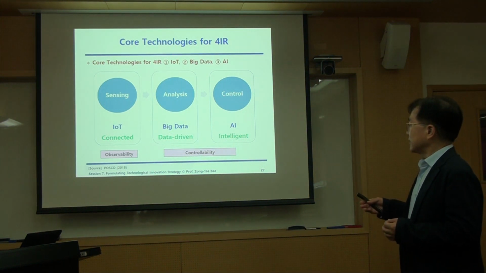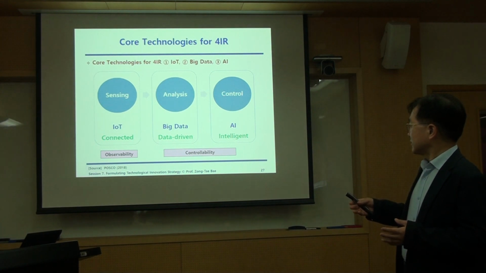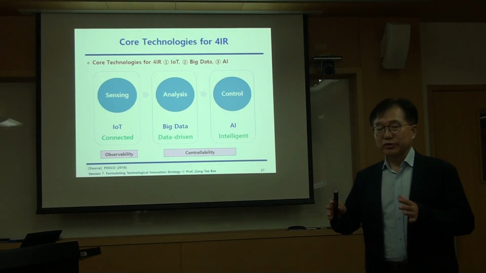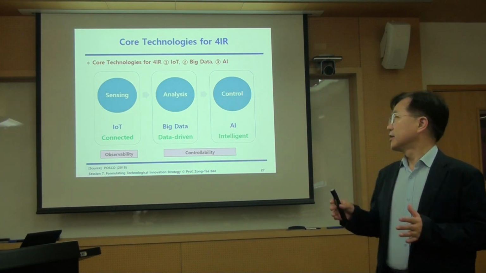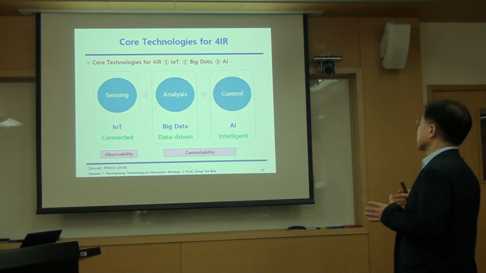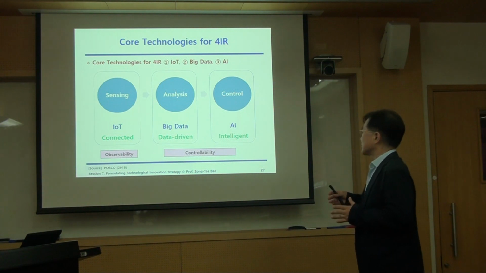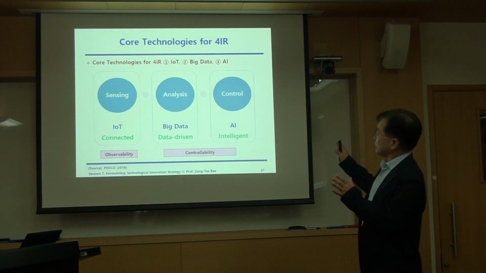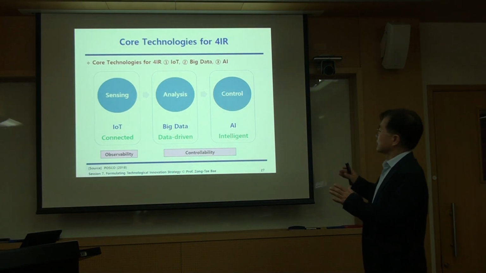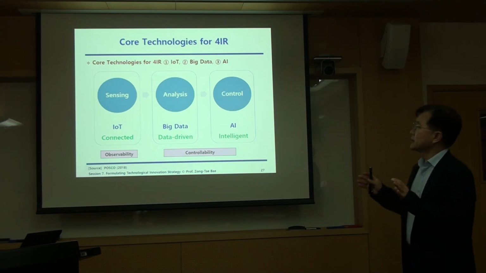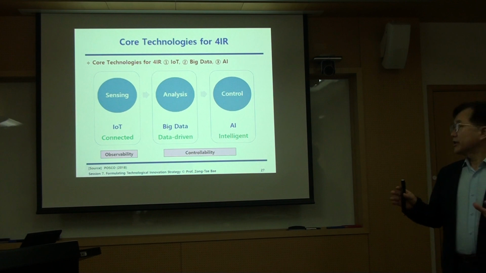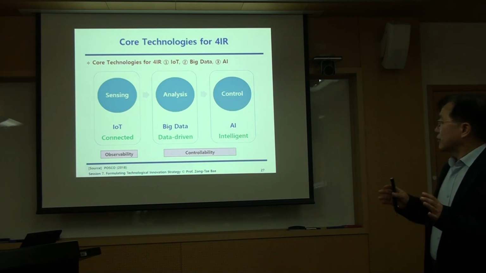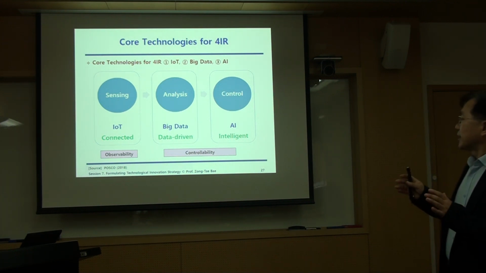And then finally, based on the big data analysis, we can control the situation by artificial intelligence. Okay? So the artificial intelligence should be intelligent. So maybe the 4th industrial revolution can be summarized in that way: sensing, analysis, and control. And the 3 key technologies will be IoT, big data, and AI.